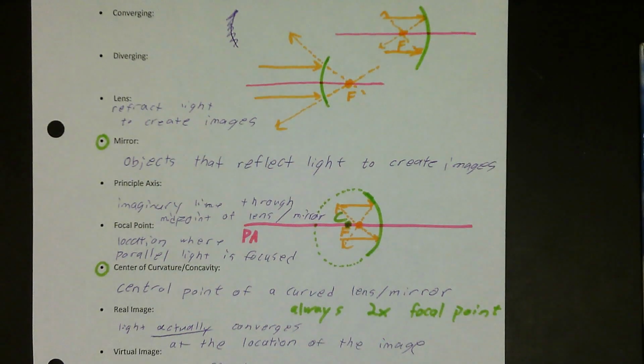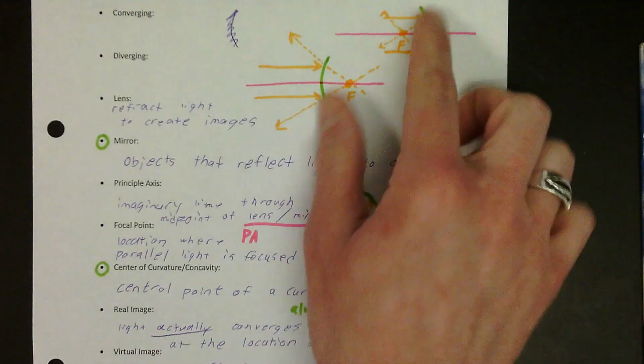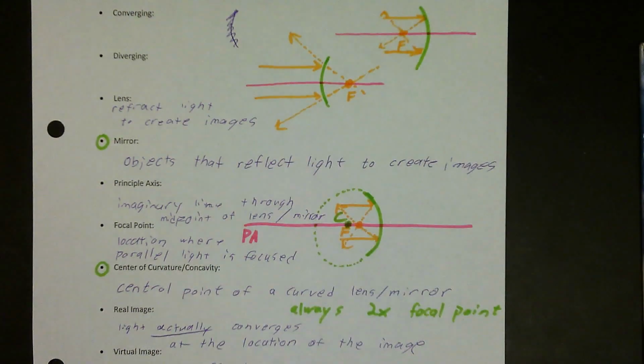So if you look at converging, converging is light that comes in, and that light comes together to some point. Now, the light that's really far away will go through the focal point. We'll get to that a little bit later. But it's just light that comes together. So when the light hits the surface of the object, whether it reflects or refracts, it's going to be brought together.